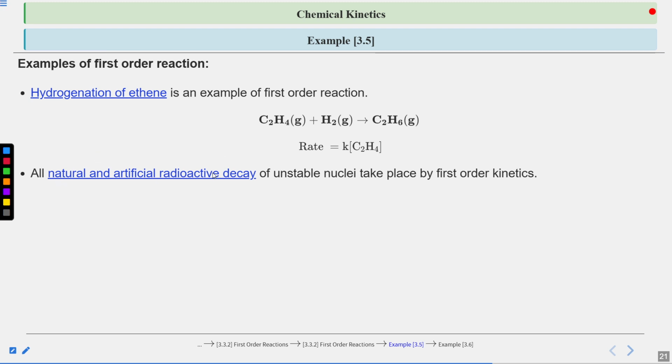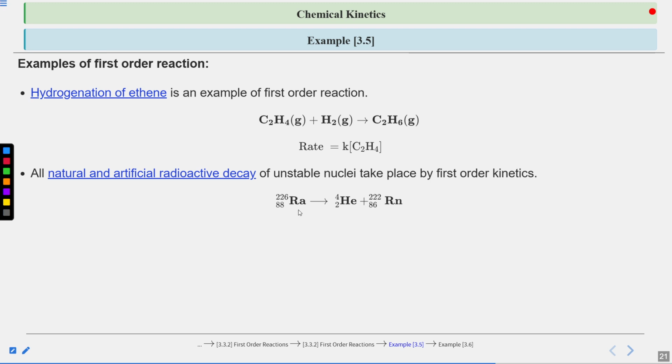All natural and artificial radioactive decay of unstable nuclei take place by first order kinetics. So any radioactive decay which is happening naturally or artificially for an unstable nuclei also happens by first order kinetics or first order reaction. Like radium having the mass 226 and atomic number 88 is decaying into helium having mass 4 and atomic number 2, plus Rn having the mass 222 and atomic number 86.